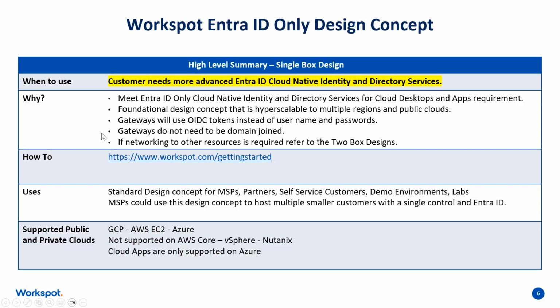The gateways don't need to be domain joined, so from a security perspective, that makes it even nicer. These gateways should be isolated in their own separate subnet within that box too, just for further isolation. Again, if the networking is required, we'll refer to those two box designs in a little bit. But the how-to, same place, just go to community.workspot.com.